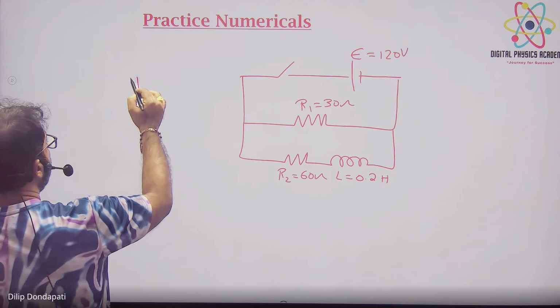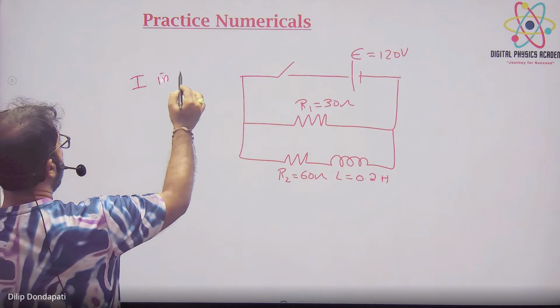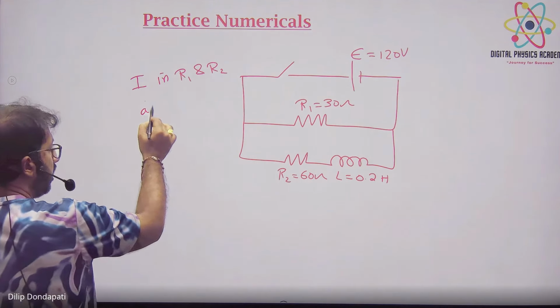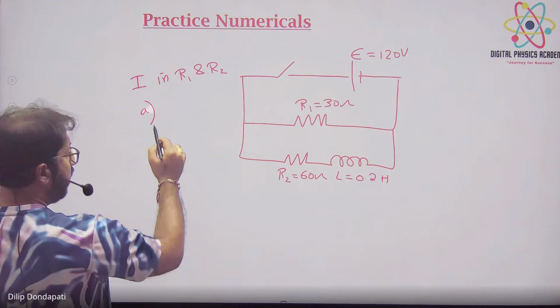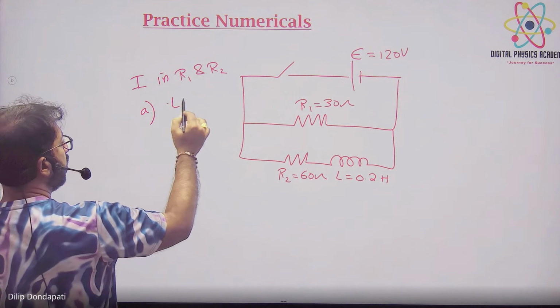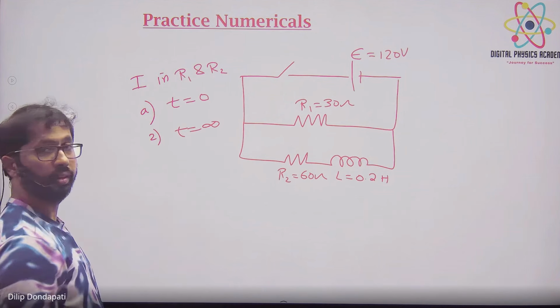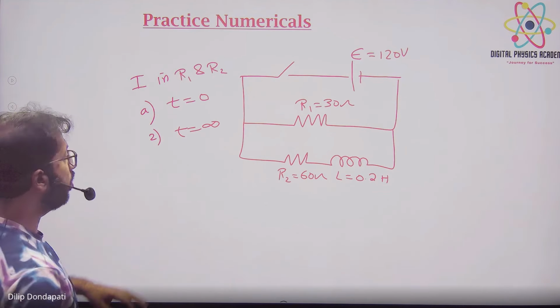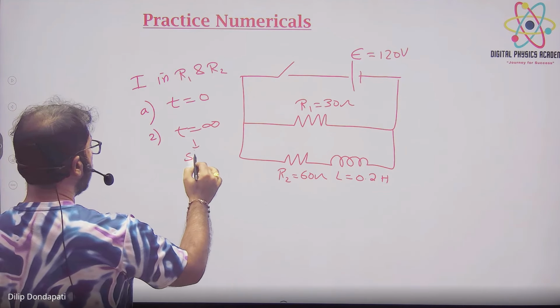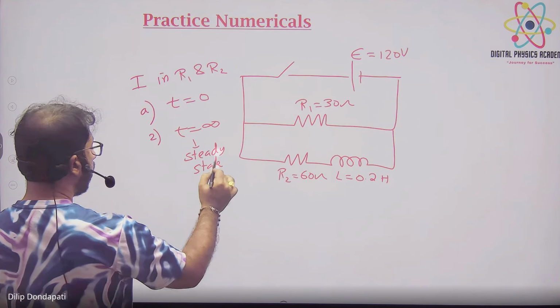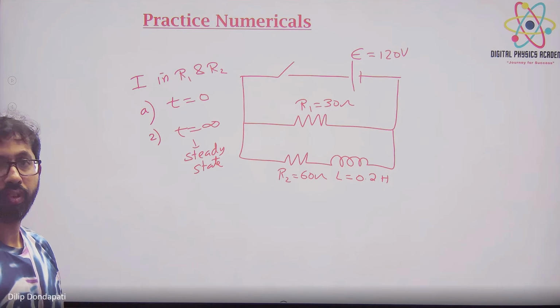Find the current in R1 branch and R2 branch. First condition: at just when switch is closed, meaning at t equal 0. Second condition: at t equal infinity. We call t equal infinity the steady state. Find it, use the thing.